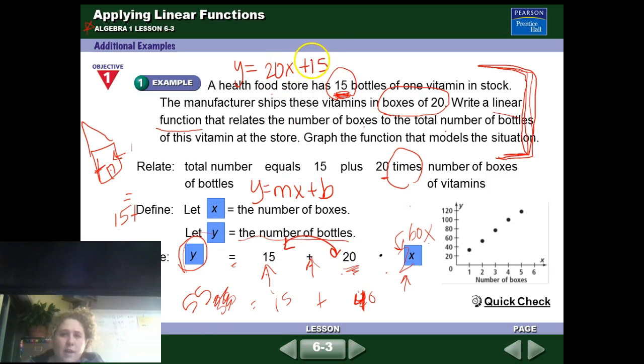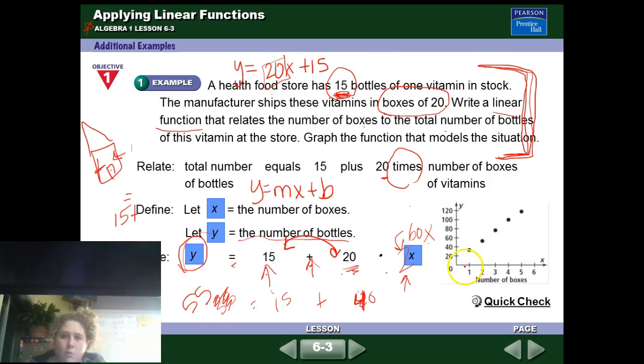Okay, we've got 20x plus 15. So when I go to graph this, my y-intercept is going to be at 15. Now, my slope is going to be rise over run. I'm going to rise 20 and run 1.